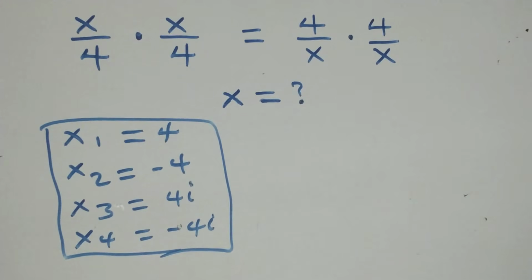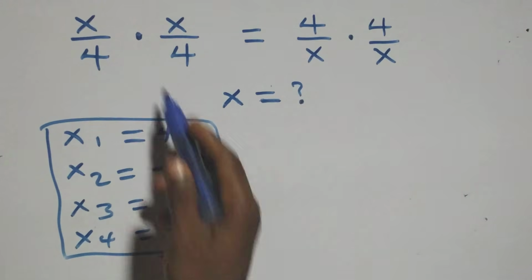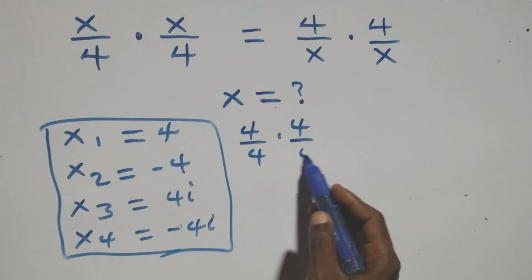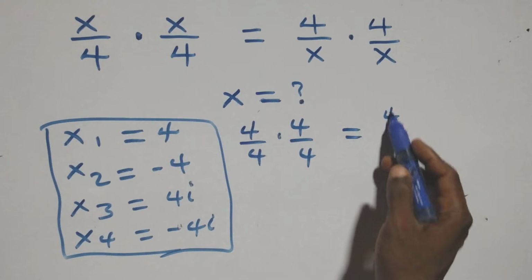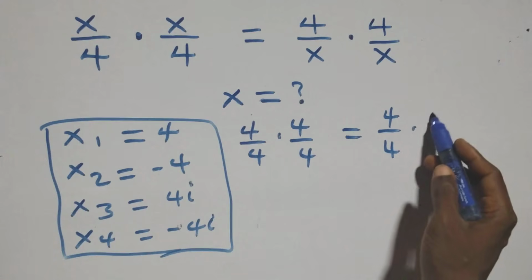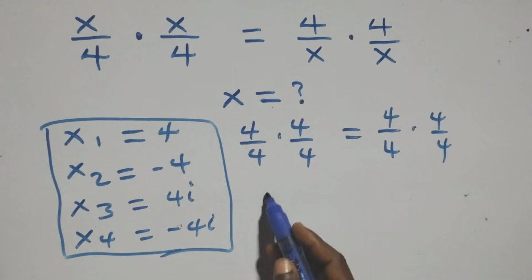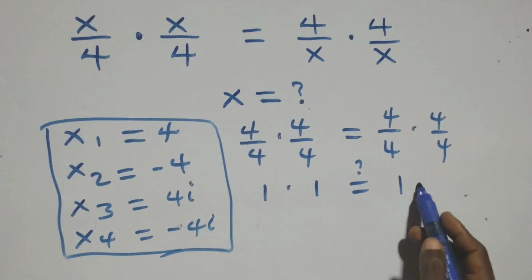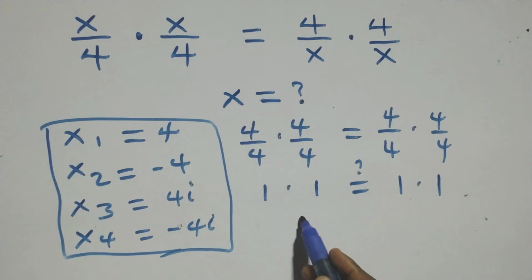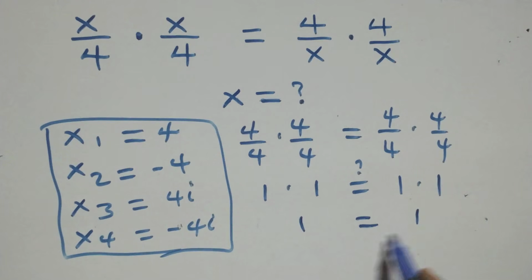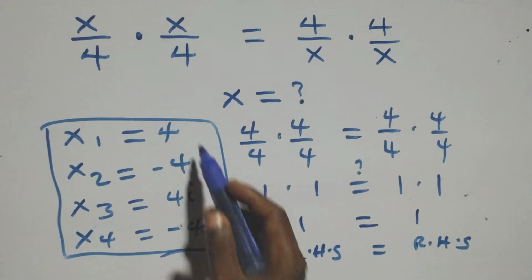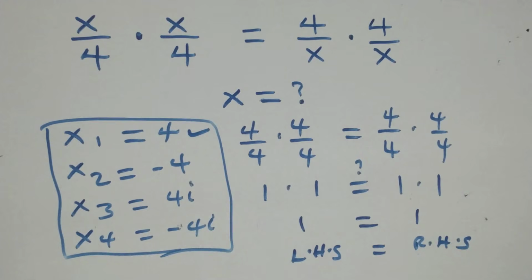That if we substitute the value of x here, when x equals to 4, this equation becomes 4 over 4 times 4 over 4 is equals to also here 4 over 4 times 4 over 4. 4 over 4, that's 1 times also 1. Is it equals to, this is also 1 times 1. 1 times 1 is 1 equals to also 1 here. Left hand side now equals to the right hand side. And therefore, x equals to 4 satisfy this given problem.